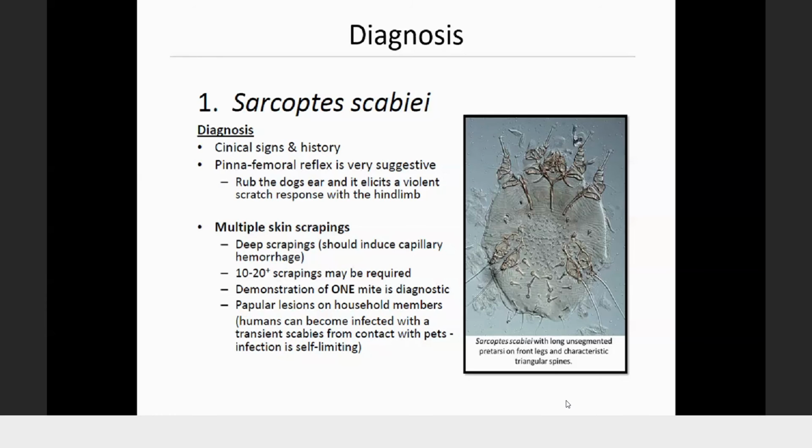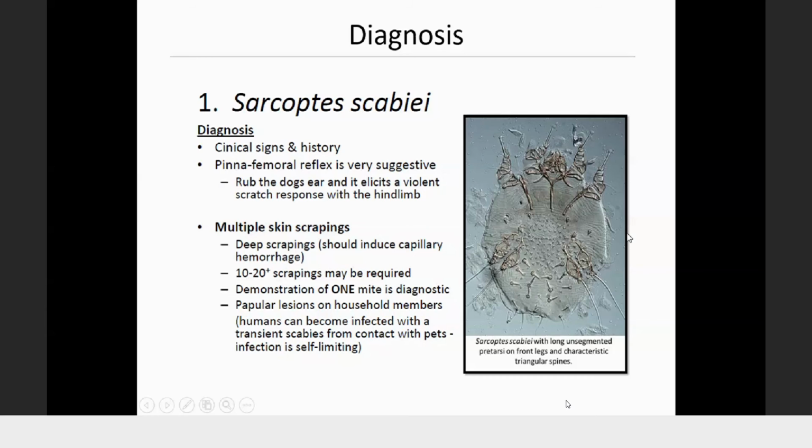Usually the dog's ears, when pressure is applied behind them, elicit a scratch response. That reflex is very suggestive of scabies. And then for scabies, it's really important also to do deep scraping, because as you know, these are burrowing mites. So keep scraping, and then demonstration of even one mite is very necessary.